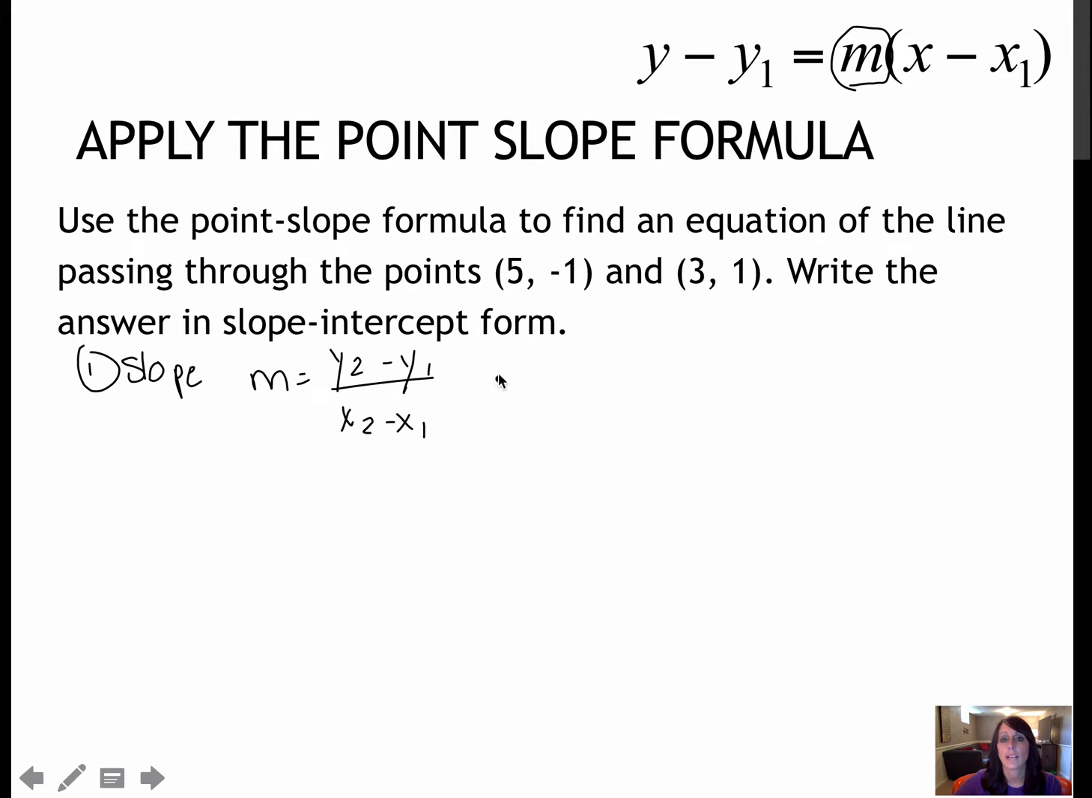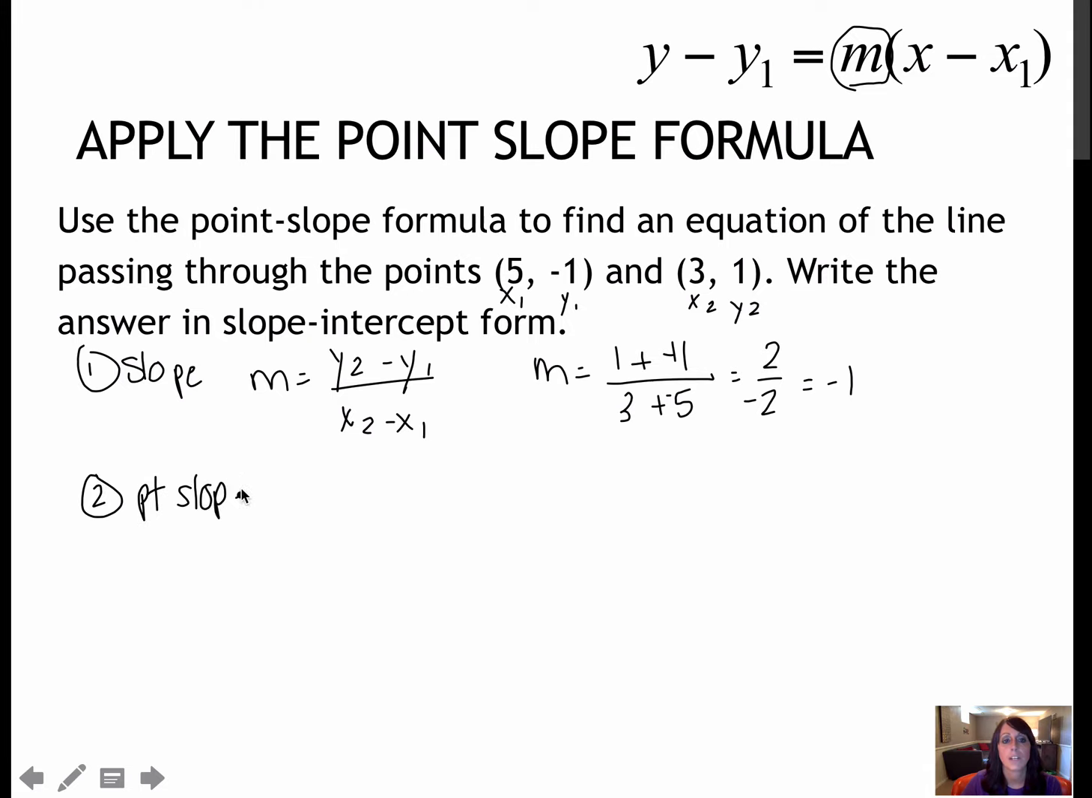So in our case, remember, you can use either one for x1, y1, x2, y2. So I'm going to find that m equals 1 minus -1, which means +1, and then 3 minus 5. That gives me positive 2 on the top, and 3 minus 5 is negative 2 on the bottom, so my slope is negative 1.